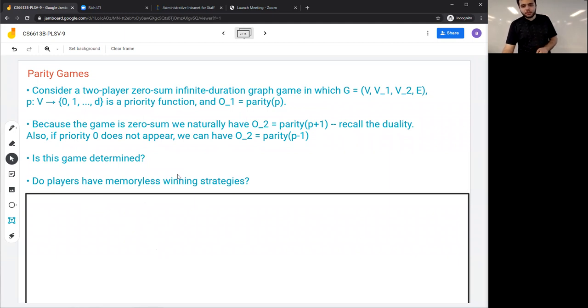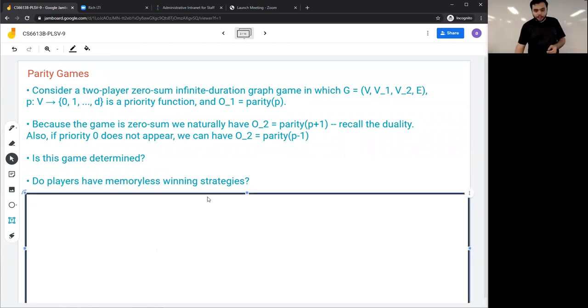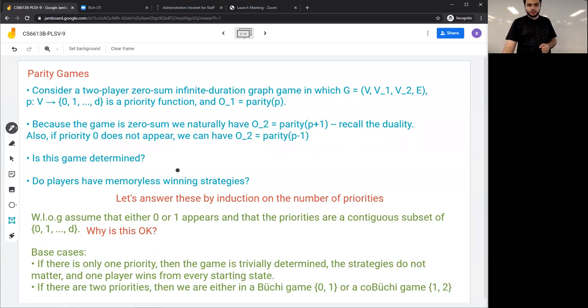So what I'm going to do now is an induction on the number of priorities. And what I want to prove in this induction is several different things. I want to prove that the game is always determined. I also want to prove that players have memoryless winning strategies. And I also want to, at the same time, come up with an algorithm for computing the winning sets. So just have this in mind that everything that I'm saying right now is inside a giant induction.